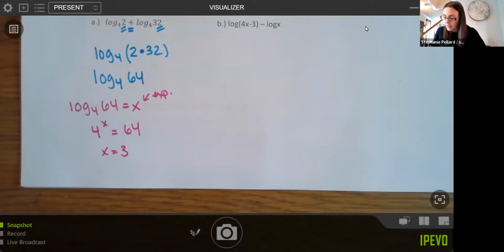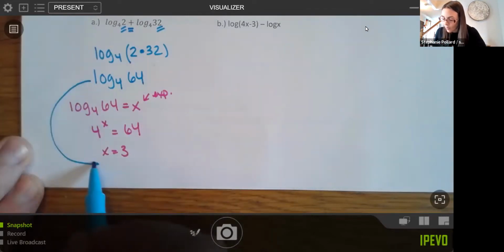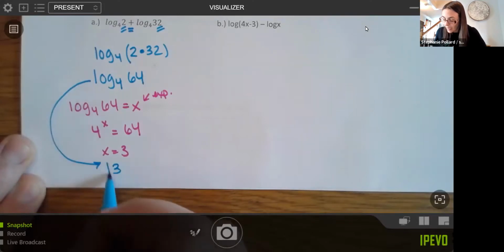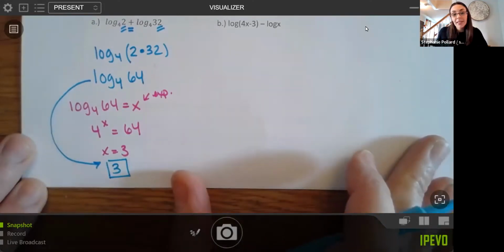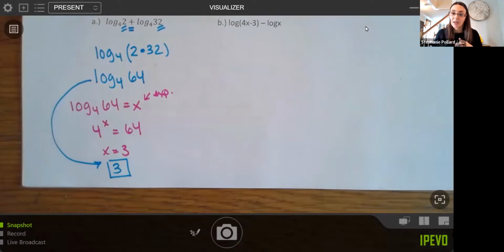So what this means is that log 4 of 64 actually just simplifies to a final result of 3. So in this case, being able to put those logs back together actually let me simplify a lot more easily. Whereas in other examples, taking them apart let me simplify part of that log.